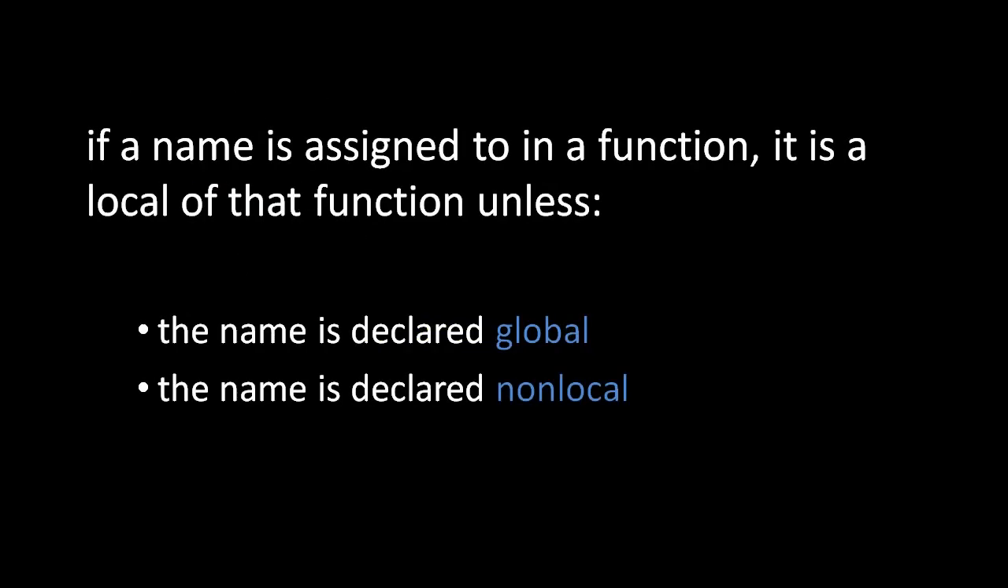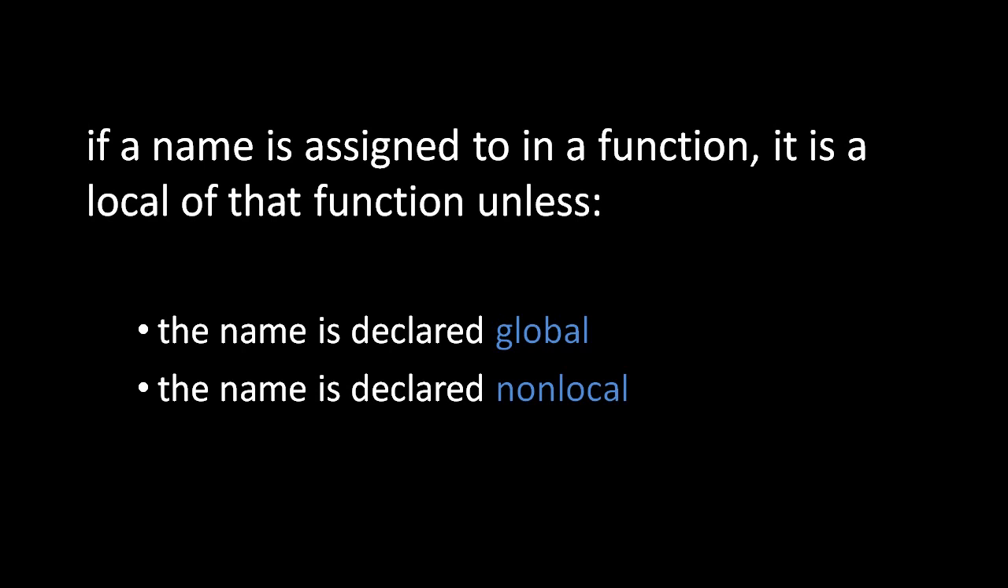So, to sum up the rules, if a name is assigned to in a function, it is then a local of that function unless it is declared to be global in that function or non-local in that function. The difference between the two being that global makes it a variable from the module, while non-local means it must be a variable from some enclosing function.